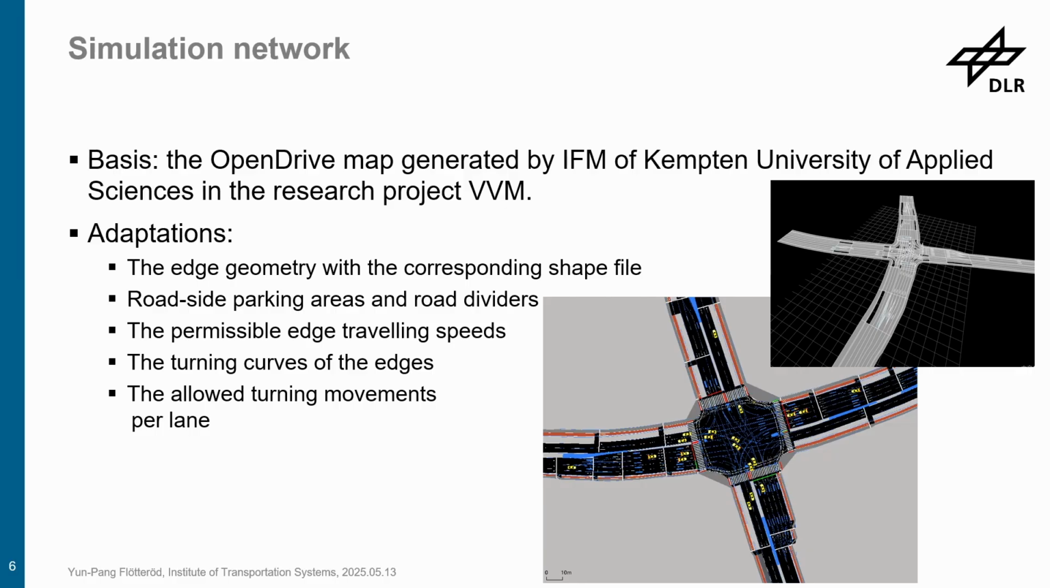Now we are sure that at least the geometry is correct, which is very important, especially for the trajectory matching on the network, so that we are sure the trajectories are matched to the correct position in the network. Additionally, we also changed the allowed travel speed for each edge, and also the turning curves within the intersection, as well as the allowed turning movements in each vehicle lane.